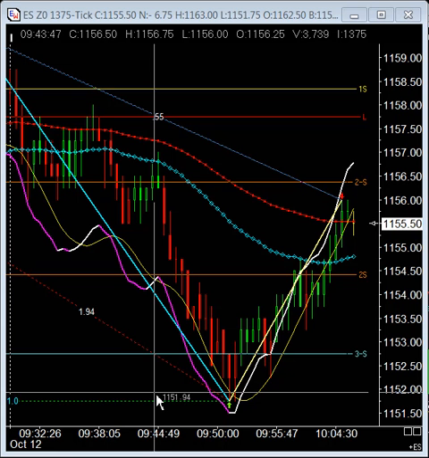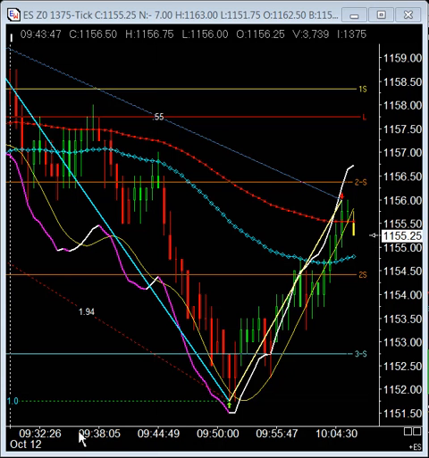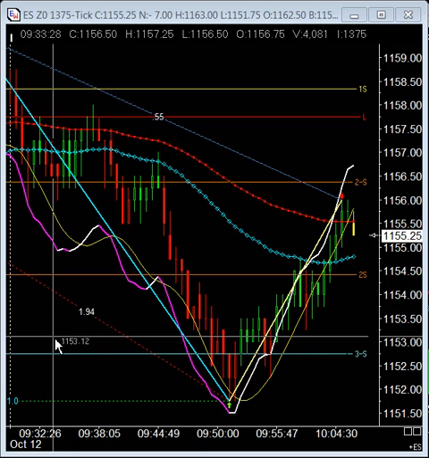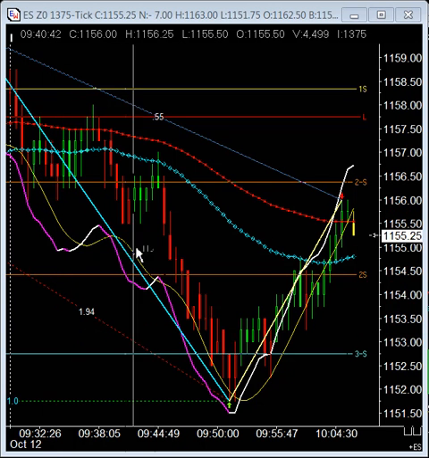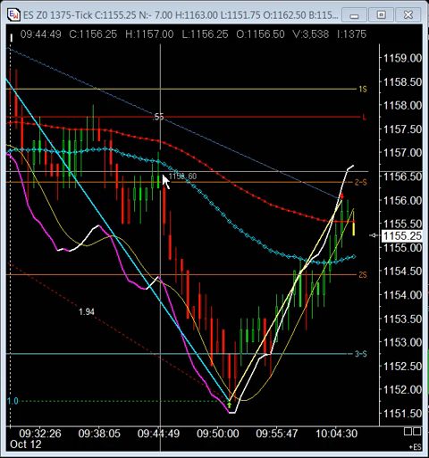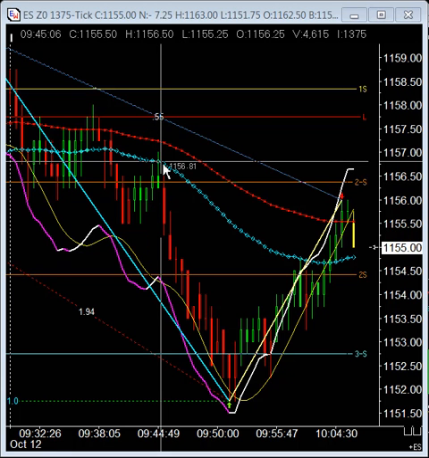Well, this is October 12th, 2010. We've spoken quite a bit about using support and resistance as targets, and I want to share with you what's happened this morning. It's now a little after 10. We got a nice bump here.